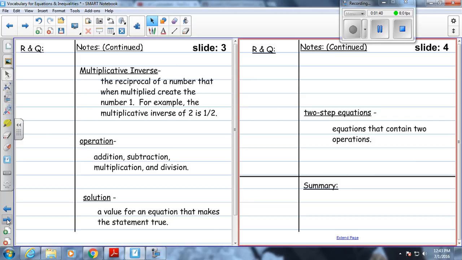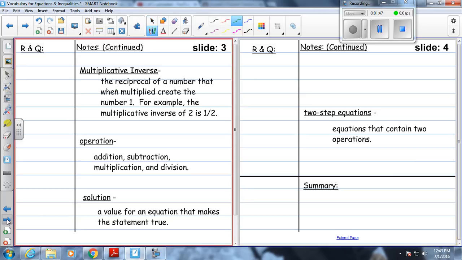Excellent, welcome back. So we have multiplicative inverse, and really this is just a fancy word for reciprocal. So the multiplicative inverse of 2 is 1/2. Notice, just like reciprocals, they don't change signs.